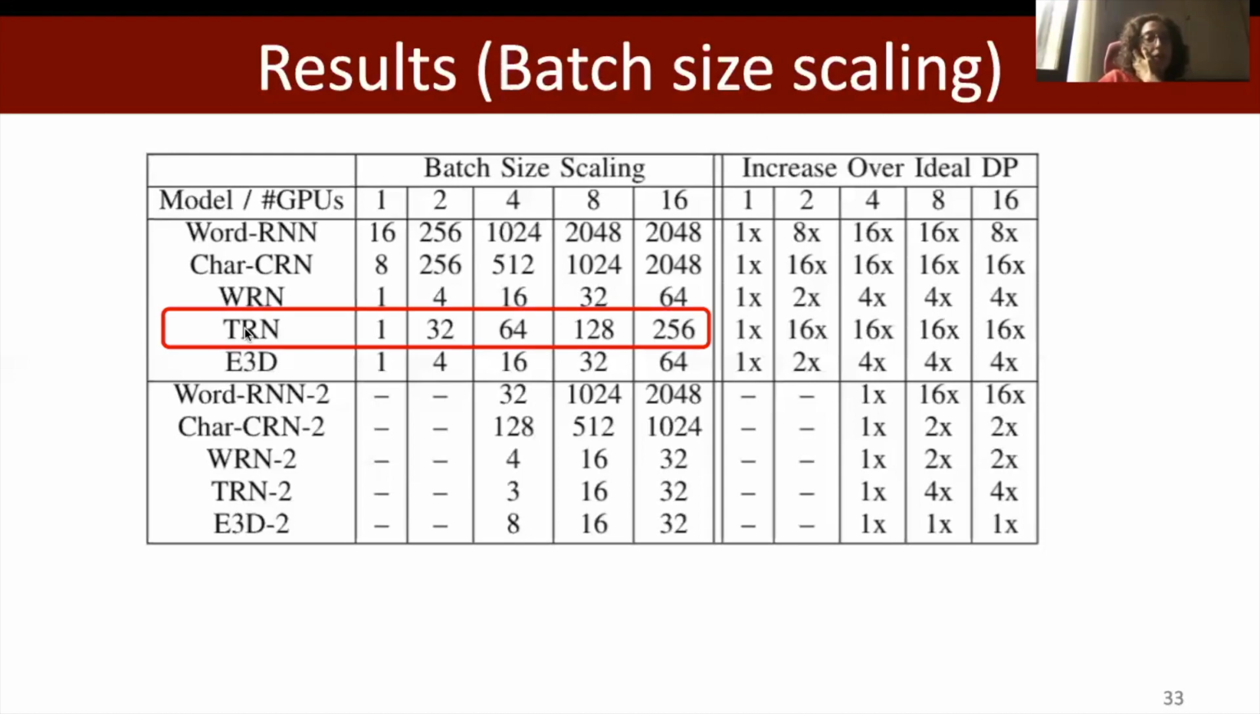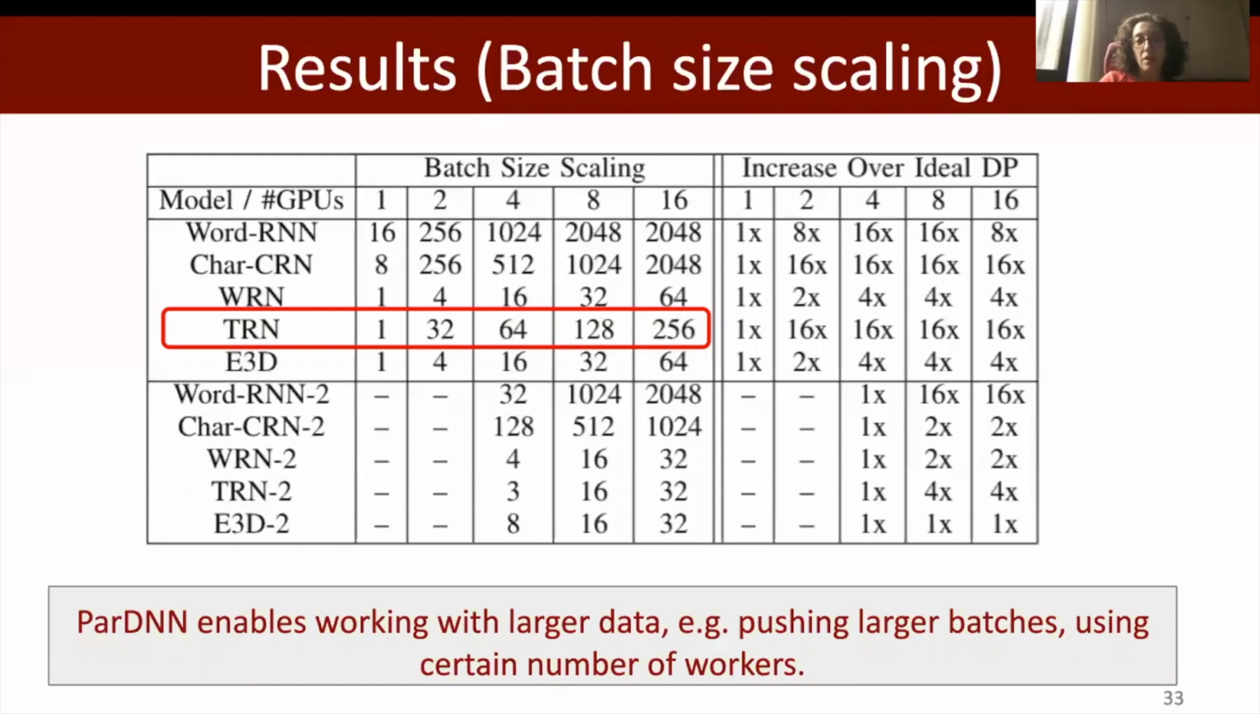So for example, here, for the transformer model, when you go to 16 GPUs, we can use 256 as the batch size, as opposed to 1. A batch size of 1 means that you have to use a batch size of 1 so that your model fits into a single GPU if you use data parallelism, for example. So basically, PAR-DNN enables working with larger data, pushing larger batch sizes, using a certain number of GPUs, let's say 16 GPUs, etc.